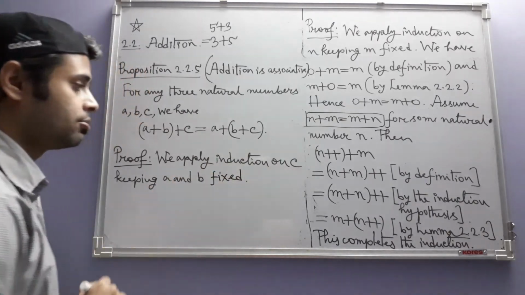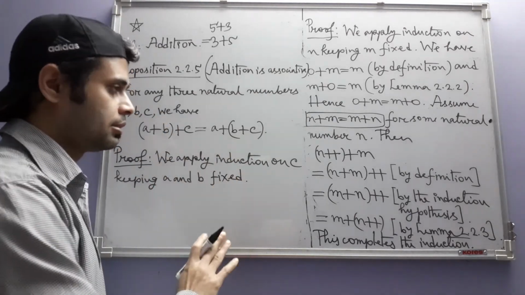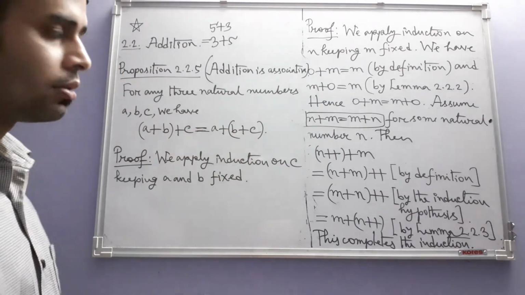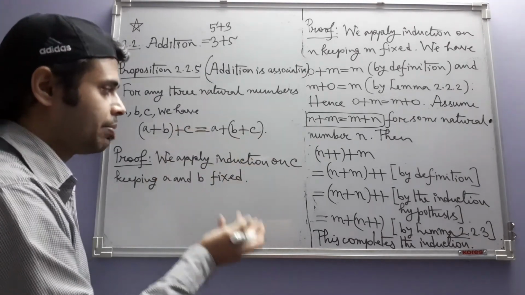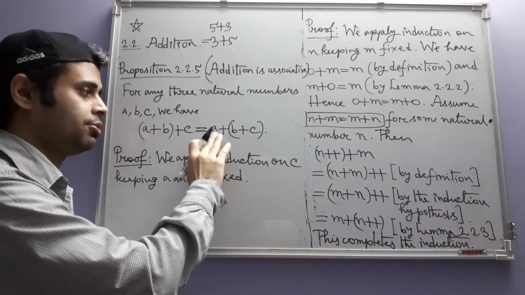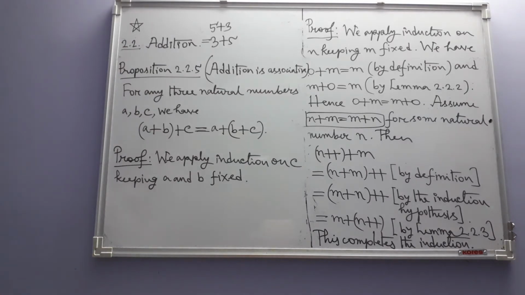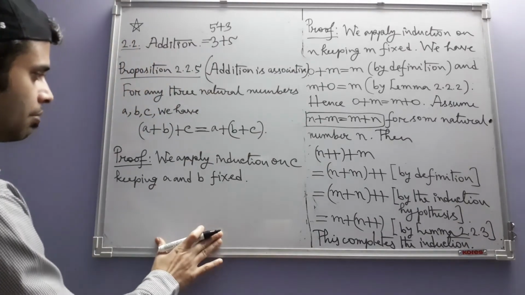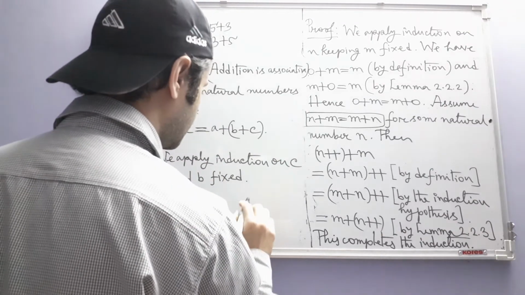By the way, how to decide which variable will be convenient for induction? That depends on how the proof goes. It happens that for c this is particularly easy. It may not be so easy if you apply induction on a. You have to figure that out in advance and then come up with the proof. In this case, c appears to get the job done quickly, keeping a and b fixed.